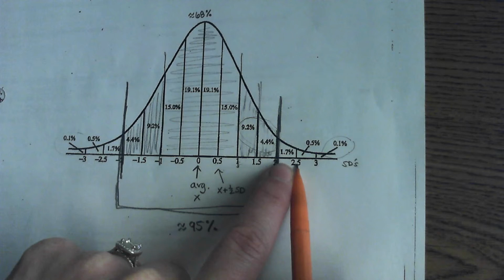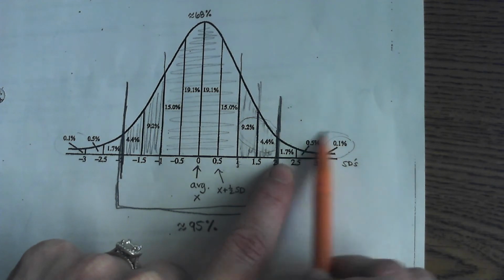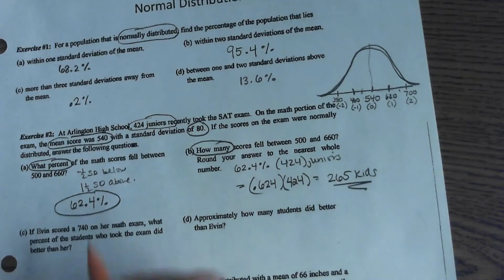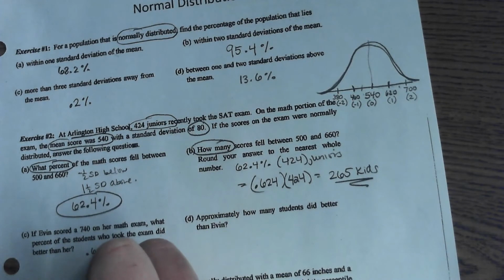The question is, what percentage of kids did better than her? So add these up. 0.5 plus 0.1. 0.6%.